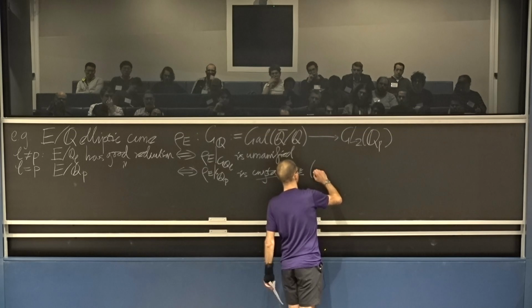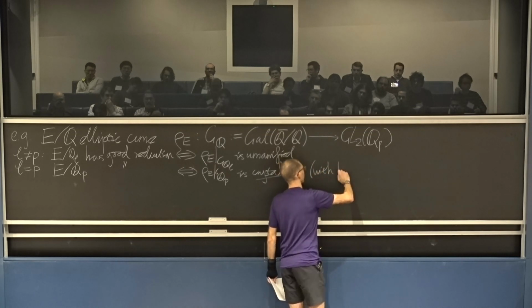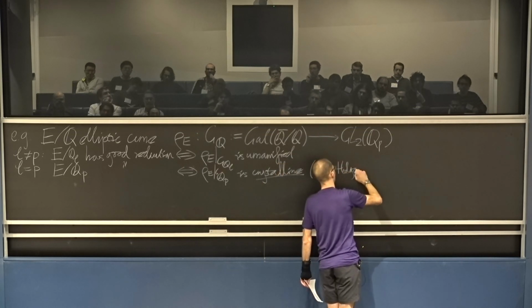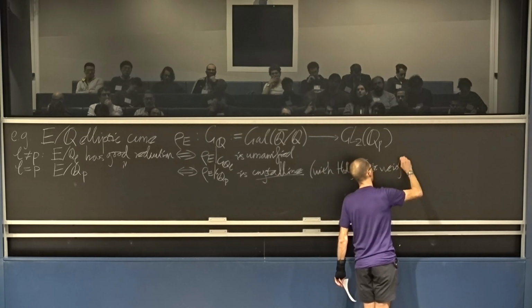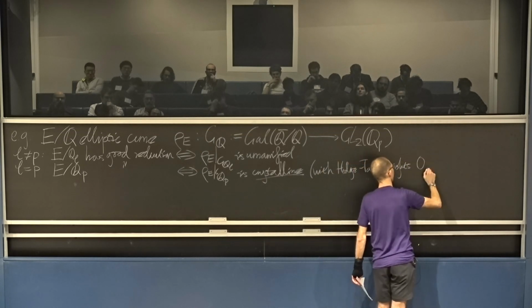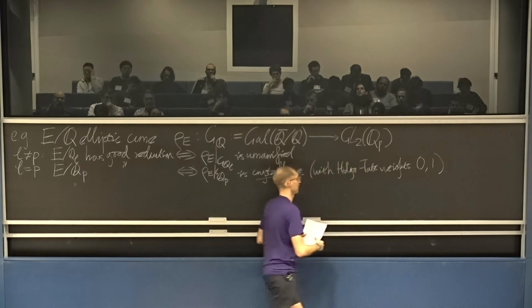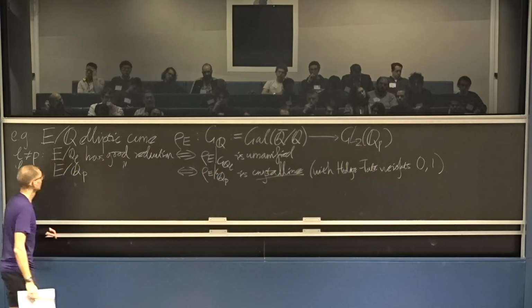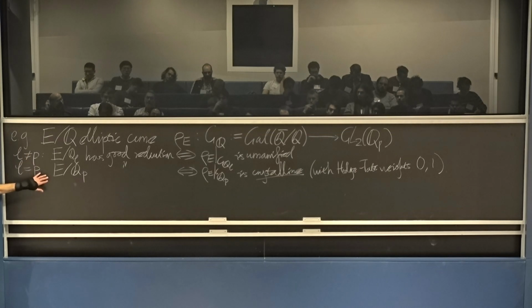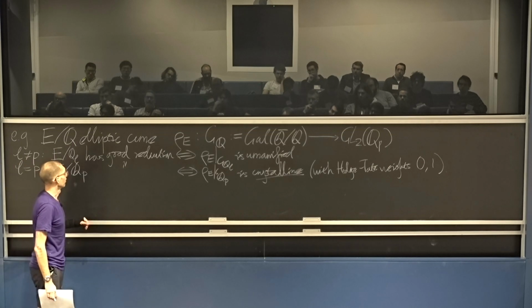In this case, this won't come up very much, but maybe I'll just say that the Hodge-Tate weights are 0 and 1, or maybe 0 and -1, depending on your choice of sign. And this theorem, that this equivalence holds, is due to Coleman and Iovita. It's a p-adic version of Néron-Ogg-Shafarevich.